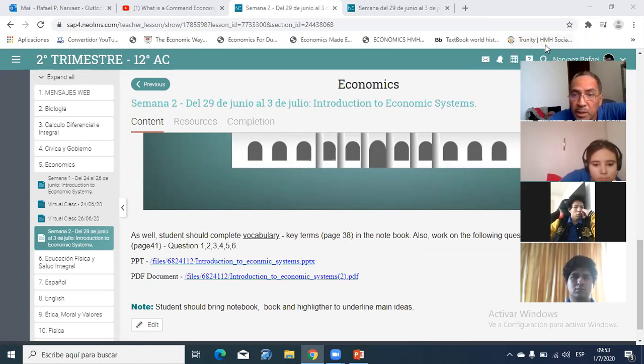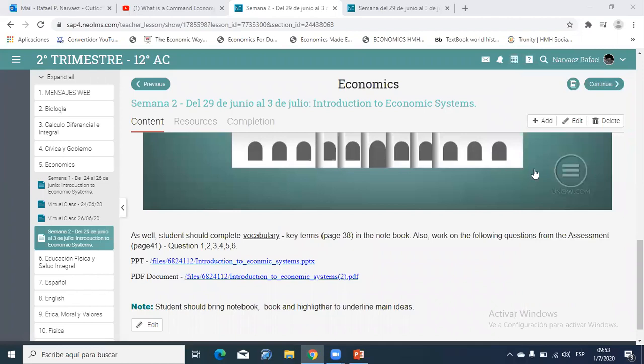And also you need to start working on the assessment. The assessment on page 41 is also in the PDF. You need to answer questions 1, 2, 3, 4, 5, and 6. Now the questions are really, really silly questions, so don't worry. They are very, very easy to answer. So please try to complete them, because eventually I'm going to ask for those questions. Are we clear? So you better do it, guys. That's my suggestion.